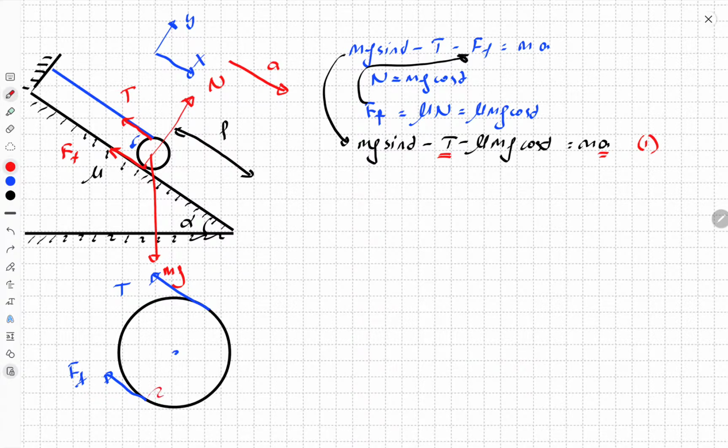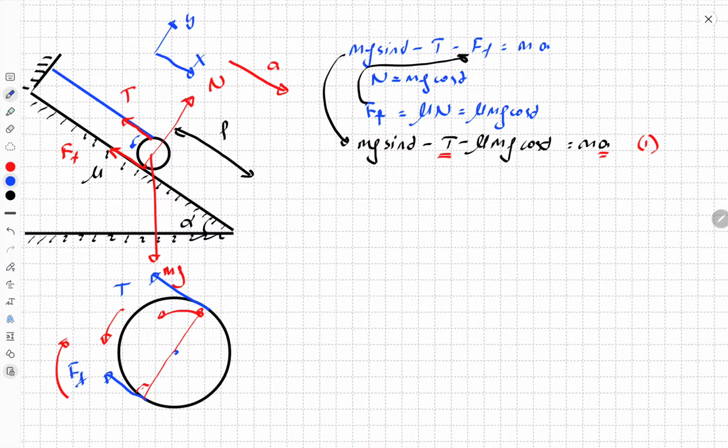So the friction force creates torque in the clockwise direction, and the tension creates torque in the anti-clockwise direction. If the friction force's torque is greater than the torque of the tension, the ring rotates clockwise. Vice versa, the torque of the tension is greater than the torque of the friction, that's why this ring is rotating in the anti-clockwise direction.